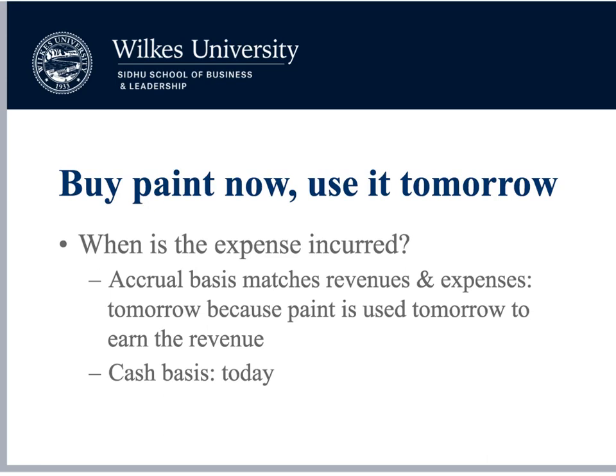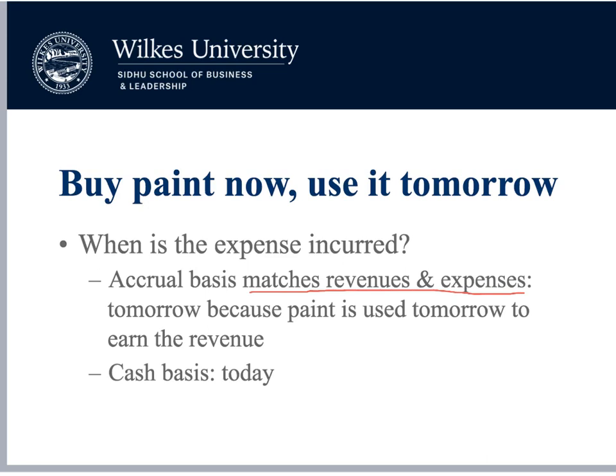So under the accrual basis, we have this matching of revenue and expenses. So the expense becomes an expense tomorrow because that is when the paint is being used to earn the revenue. Otherwise, it's just paint sitting in a can that's waiting. It's got the potential to earn money, to earn revenue, but it hasn't earned it yet. But under the cash basis, because I paid the cash now, I would have it today as an expense.